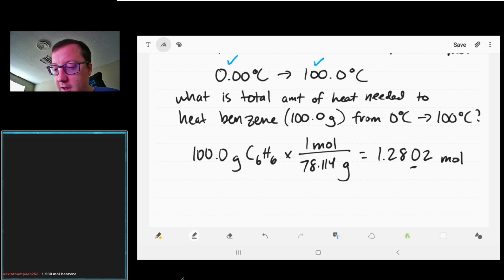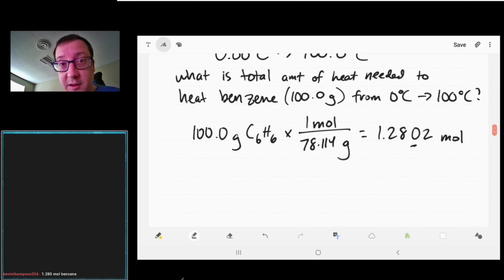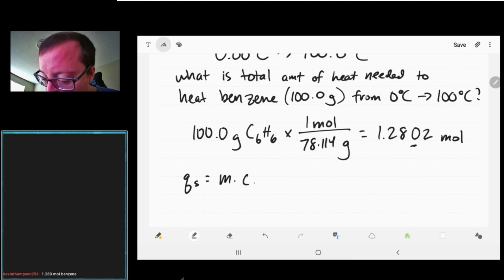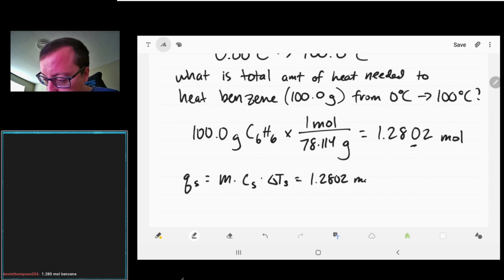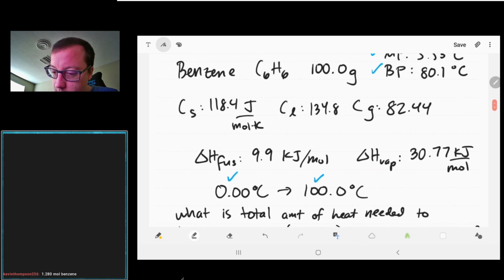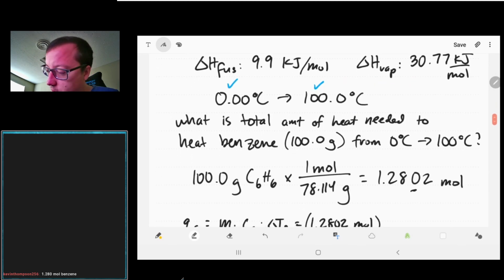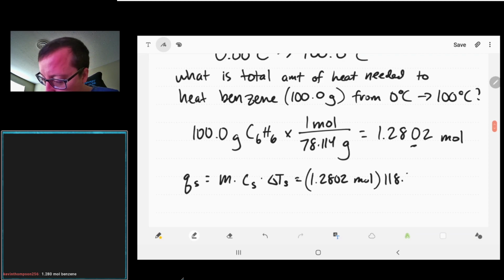Okay, so now let's go ahead and do all this stuff. We have 5 Q's to deal with, right? So we can just start from solid and go all the way to gas. The first one is equal to the specific heat of the solid times, I'll be consistent with my order, M first, with our specific heat for the solid as well as our temperature change for the solid. And so that's going to be 1.2802 moles. We have our 118.4 as our specific heat.